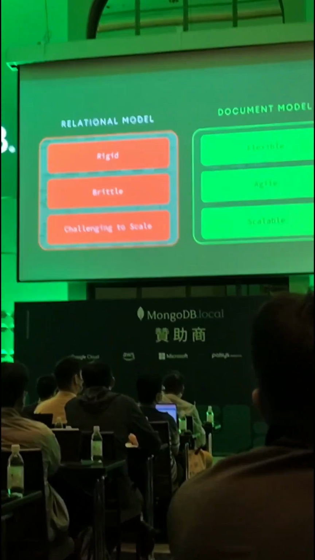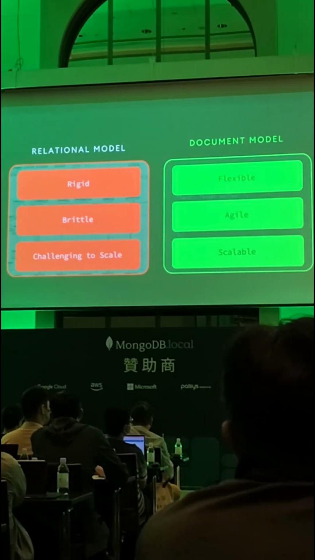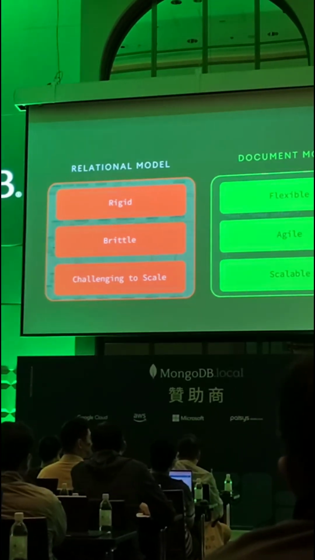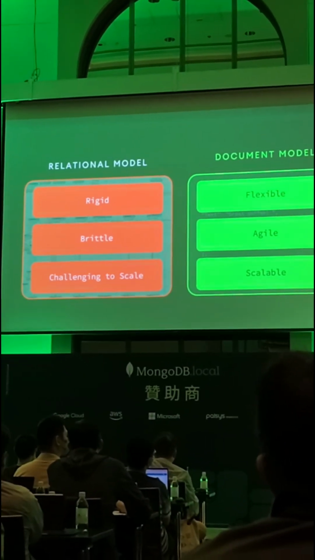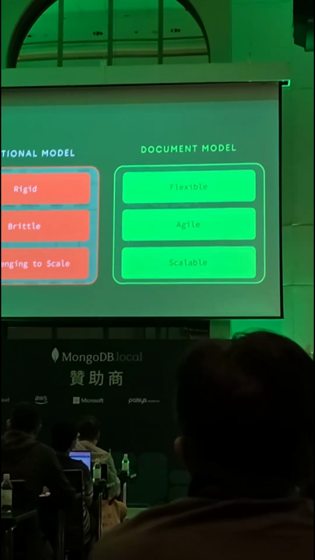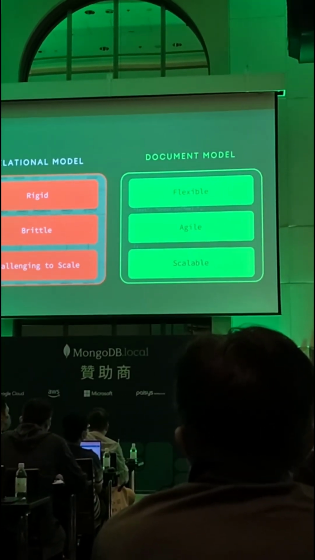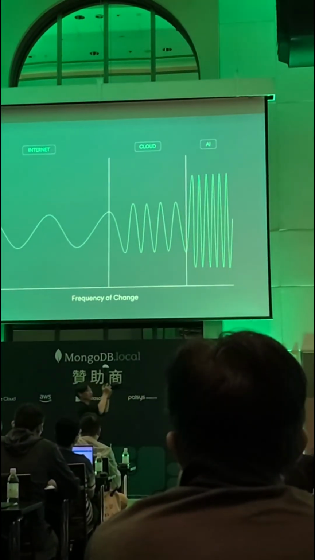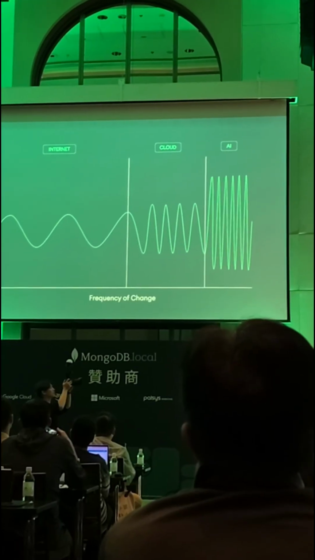So here he's talking about the difference between the relational and document model. He is telling that the relational model is rigid, brittle, and challenging to scale, whereas the MongoDB document model is flexible and easy to scale.